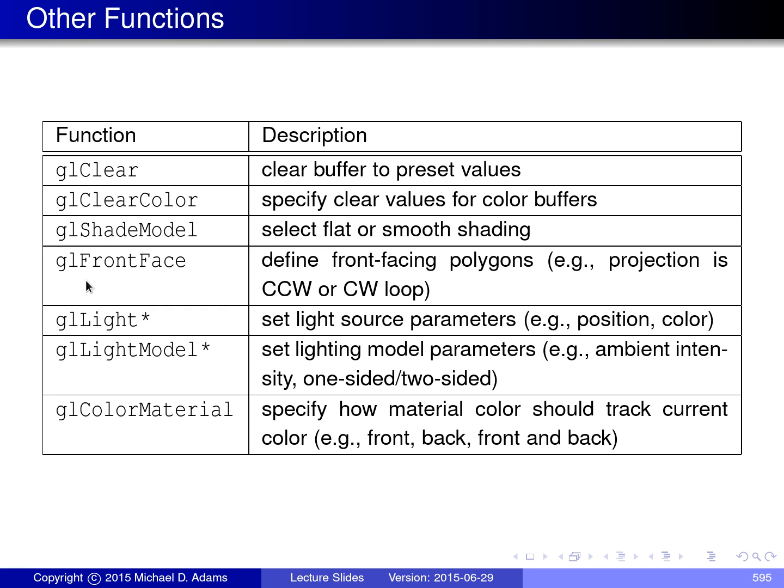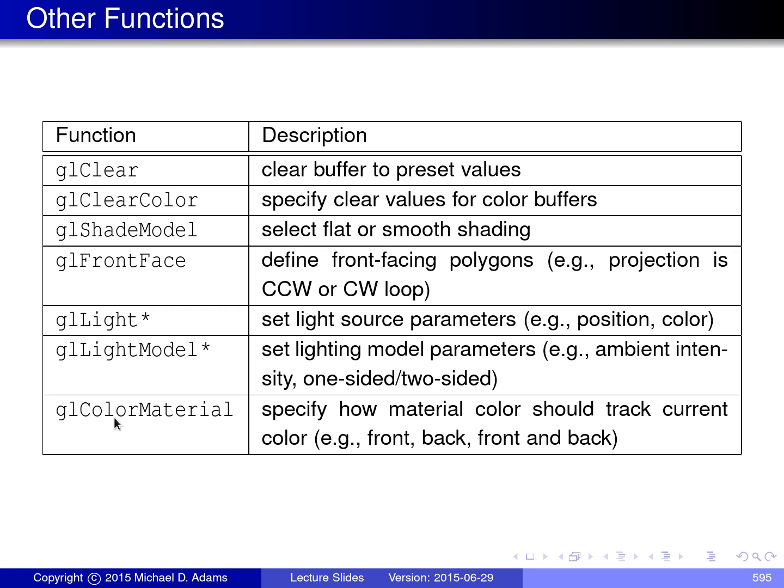glFrontFace is used to define front-facing polygons. So for example, with the face culling option, you can turn on or turn off face culling, which will enable or disable the rendering of the backside of faces. The glLight function is used to set light source parameters, for example, the position of a light source, the color of the light that's associated with the light source. glLightModel is used to set lighting model parameters, for example, the ambient intensity of light.